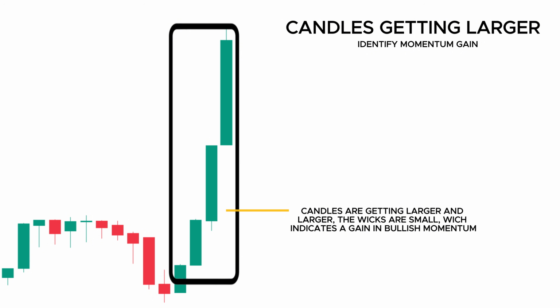And what you can see here is that the candles are getting larger and larger. Not very many wicks you can see either. This indicates a gain in bullish momentum. If you see this momentum, you will want to trade in the same direction, not against it.